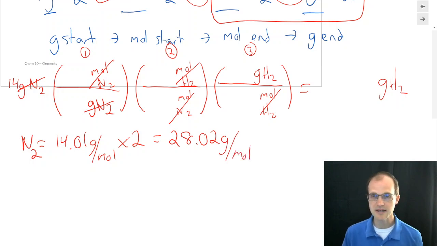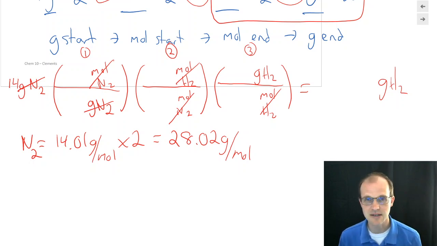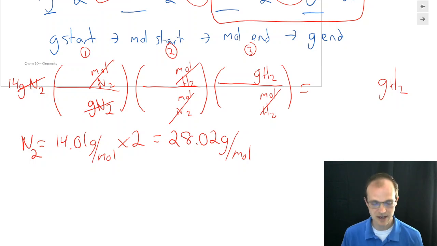Now, where does that 28 go? Remember, you don't memorize it goes on the top or on the bottom. You memorize that it stays attached to its unit. What unit is it attached to? It's attached to grams. Grams is on the bottom, and so I'm going to put it down there, and that per mole means per 1 mole.